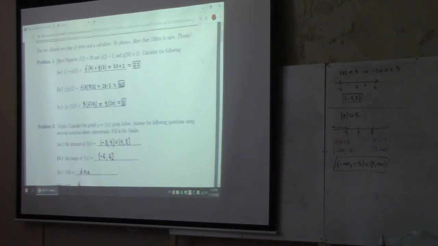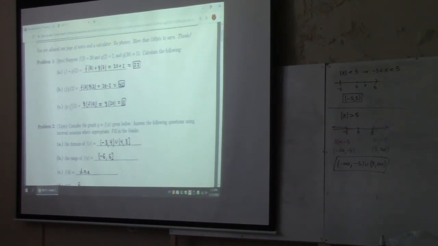How about problem 1? Anybody have any questions about problem 1? A lot of you, I think, had trouble with part C. Remember, we don't just multiply or divide or add the numbers. We have to think through it.